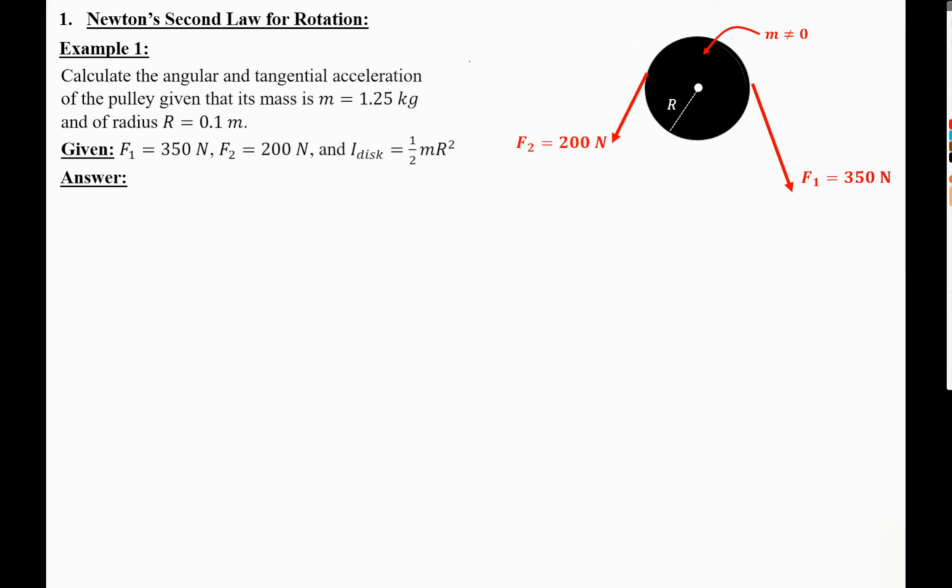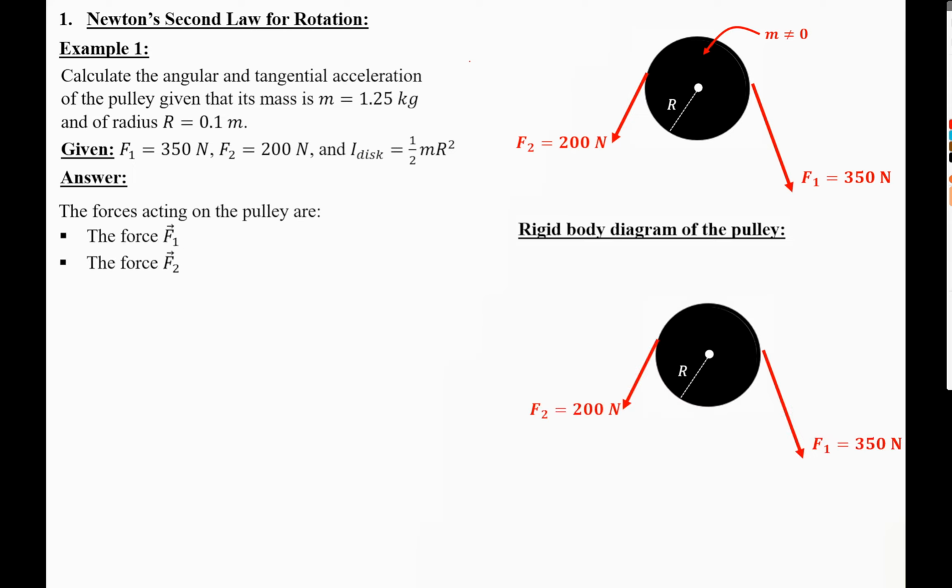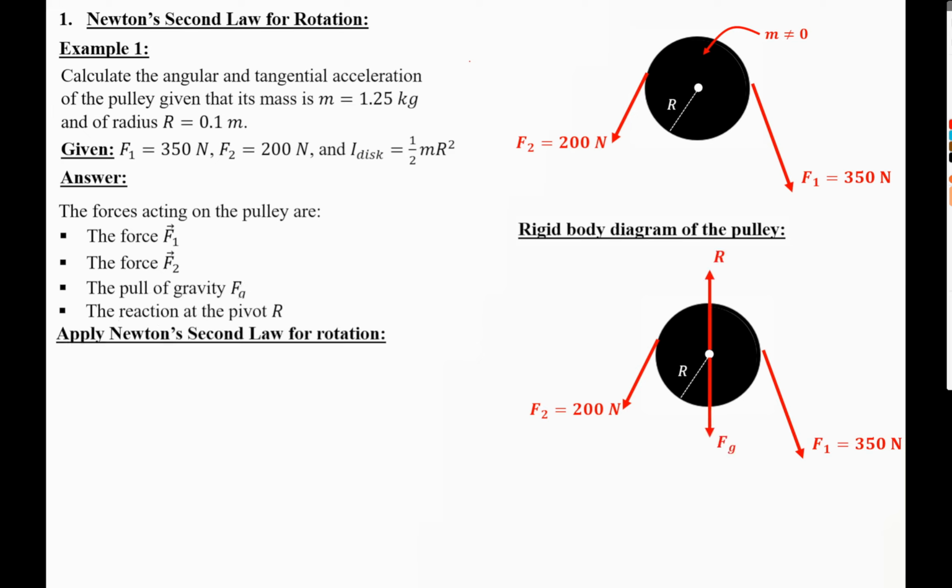But now, since we are interested in determining torques, and the distances from the pivot point to the point of application of the force are important for us, we need to represent something called a rigid body diagram of the pulley, in which the body itself is being represented by dimensions. Now, what forces are acting on the pulley? We have the forces F1 and F2 as shown in the example. However, because the pulley has a mass, it will be subjected to the pull of gravity and the reaction at the pivot.